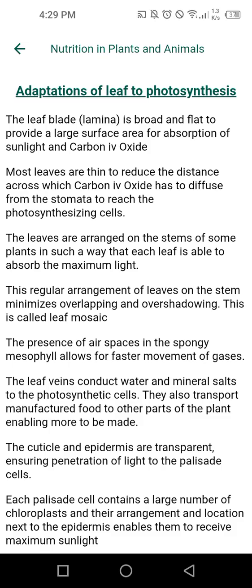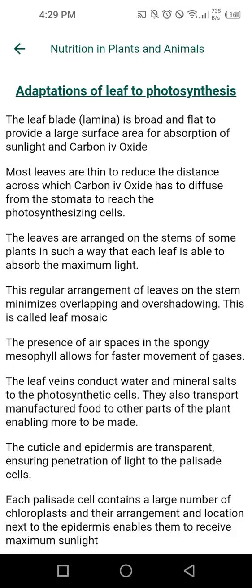The leaves are arranged on the stems of some plants in such a way that each leaf is able to absorb the maximum light. This regular arrangement of leaves on the stem minimizes overlapping and overshadowing. This is called leaf mosaic. The presence of air spaces in the spongy mesophyll allows for faster movement of gases. The leaf veins conduct water and mineral salts to the photosynthetic cells. They also transport manufactured food to other parts of the plant, enabling more to be made.